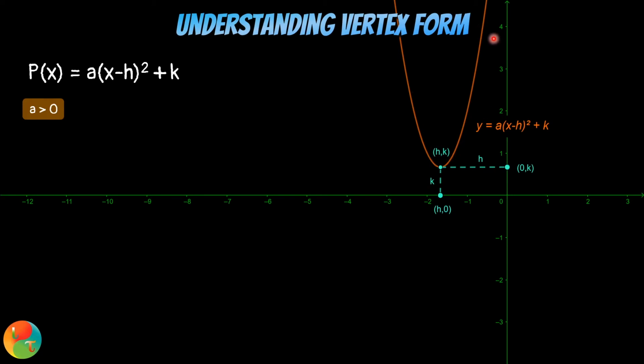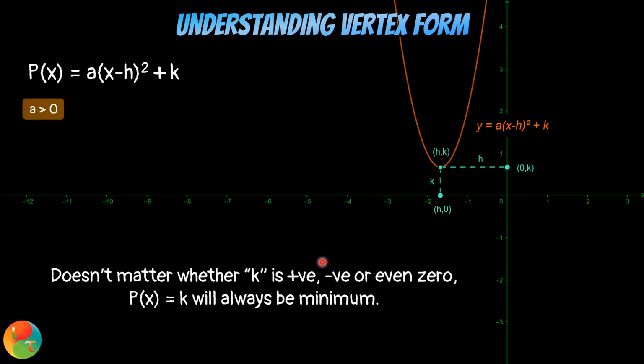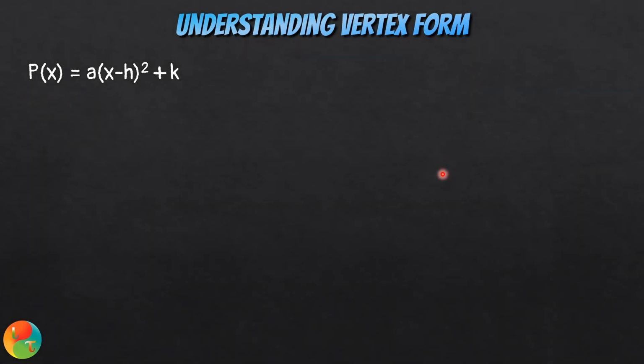Again, in some other case, a is greater than 0. This parabola is representing some other quadratic polynomial, a into x minus h whole square plus k. H comma k is representing the vertex, which is the minimum point of this parabola. So it doesn't matter whether k is positive, negative, or even 0. P of x equal to k will be minimum, because in the earlier case k was somewhere in this region, that was negative, and in this case k is in the second quadrant, which shows the positive value of k. Now let us talk about when a is less than 0, that is when the leading coefficient is negative.